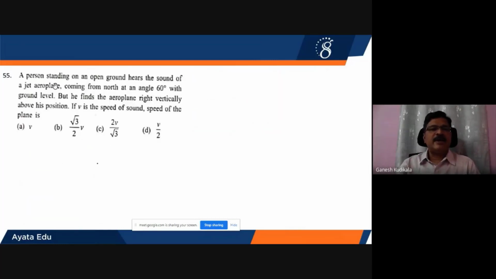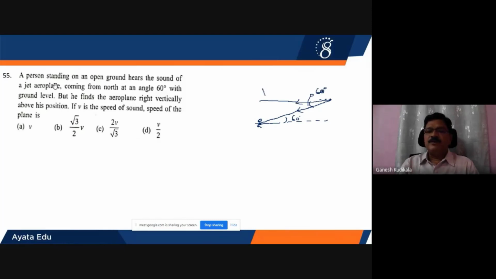A person is standing on an open ground and hears the sound of a jet aeroplane coming from the north. Let us say we take north somewhere here, and a person is somewhere over here. The jet plane will keep on moving horizontally like this, and a man is standing over here. The sound given by the aeroplane will reach the observer at an angle with the ground. If this is 60, definitely this also will be equal to 60 degrees.